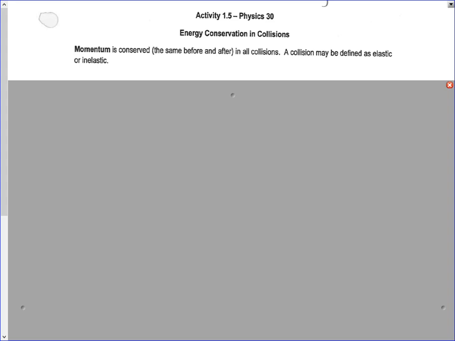In this video, we're going to be talking about Chapter 1.5, Energy Conservation in Collision. Up until now, I have mentioned that we could use energy calculations to calculate our collision, at least in elastic collisions, but we haven't done any of that. That's going to change today.